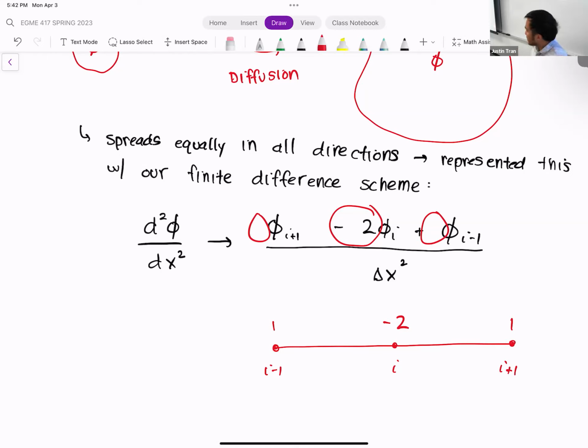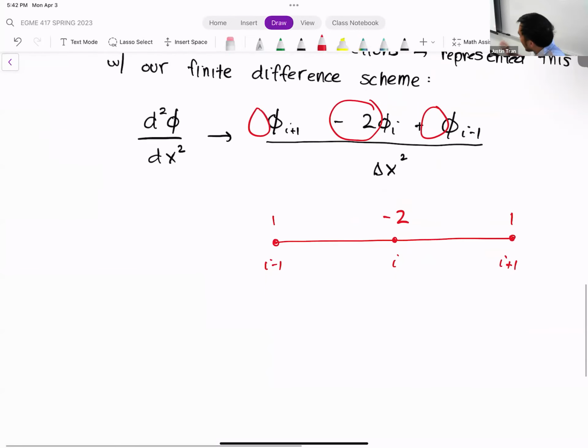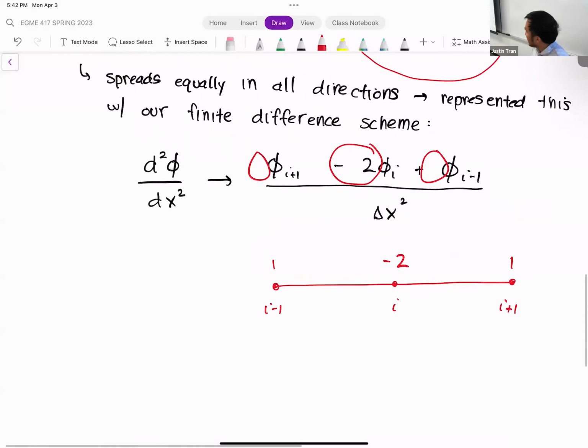So when we discretize this with finite volumes, we should see something similar. Maybe not exactly in this form, but it should have the same spirit of having equal weights, or equal spreading, on both sides.